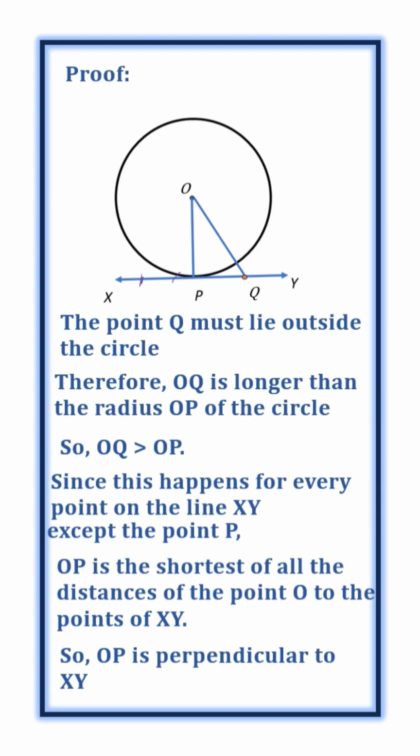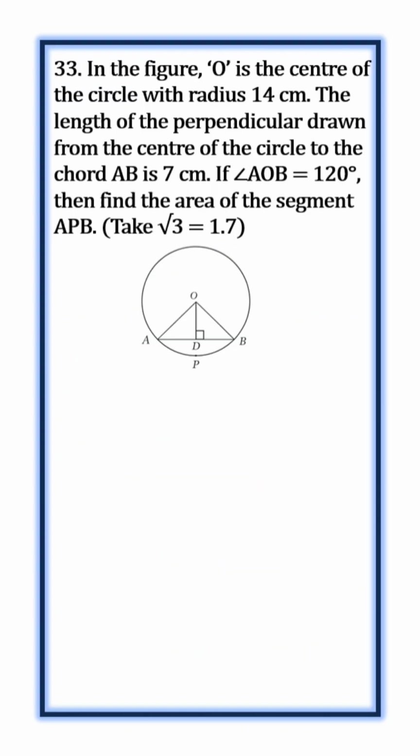It is the 33rd question. The figure has been given. Observe it carefully. O is the center of the circle with radius 14 cm. The length of the perpendicular drawn from the center of the circle to the chord is 7 cm. If angle AOB is 120 degrees, then find the area of the segment APB. Take root 3 equal to 1.7.